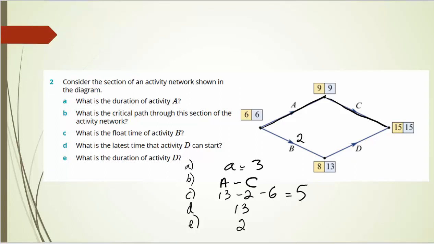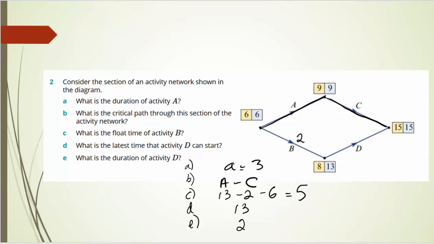Question 2, section of an activity network now. What is the duration of A? 6 plus 3 is 9, so the answer is 3. Question B, critical path is where the numbers are the same, 6, 6, 9, 9, 15, 15, so that'll be A, C is the critical path, activities A and C.